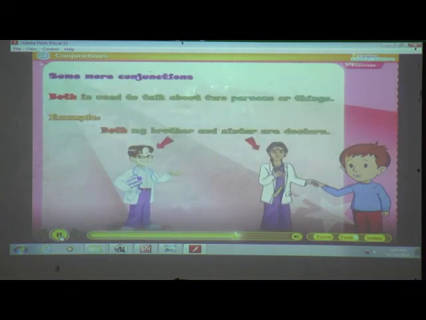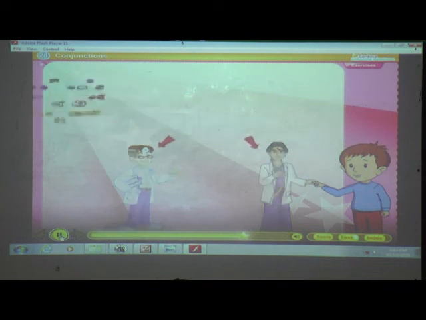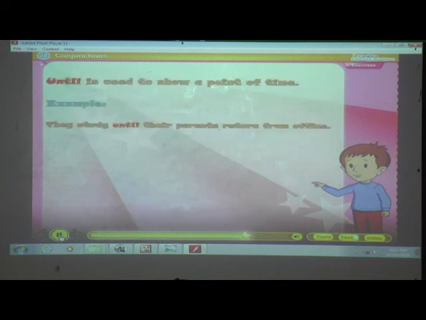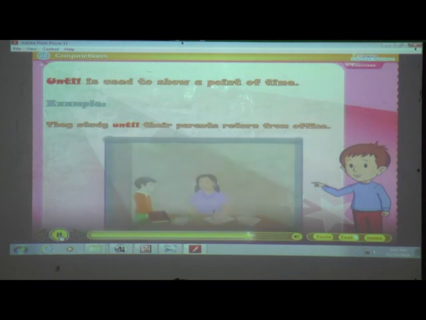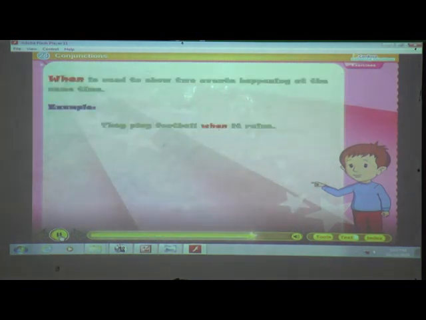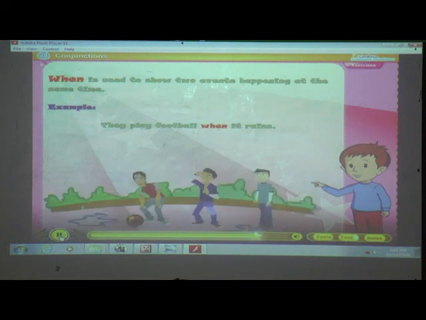Some more conjunctions. Both and is used to talk about 2 persons or things. Example. Both my brother and sister are doctors. Until is used to show a point of time. Example. They study until their parents return from office. When is used to show 2 events happening at the same time. Example. They play football when it rains.